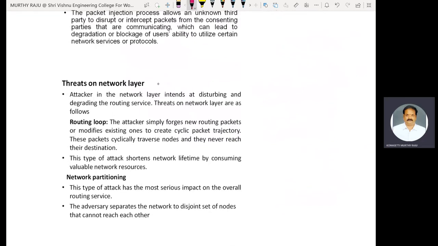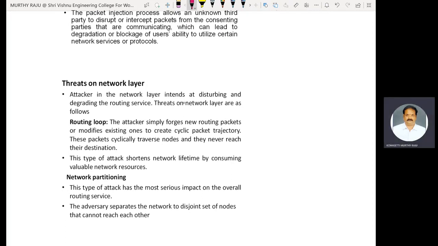Threats on the network layer. The main aim of the network layer is to route the packets from the source node to the destination node via several nodes. A network is comprised of many nodes. Out of that, one node acts as a source node, another node acts as a destination node. In between these two, multiple relays are there. The main aim of the network layer is to create the path between the source node and the destination node.